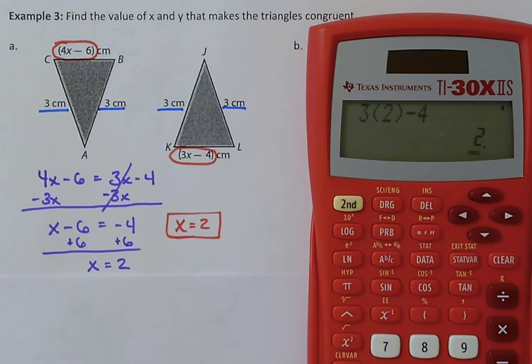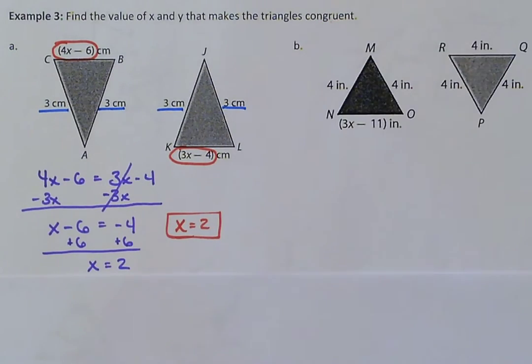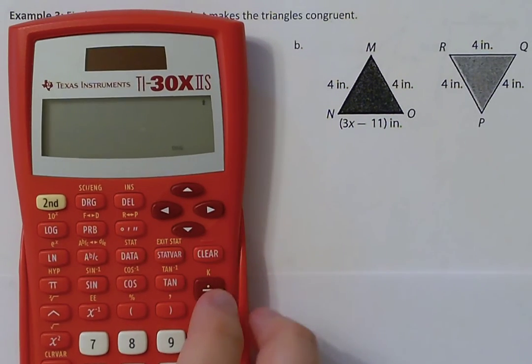So that is how we're going to go through and find the value of x or y today. We just have to go through and match the missing part. Okay, let's go on to B. So part B is going to be the same idea, just different situation.